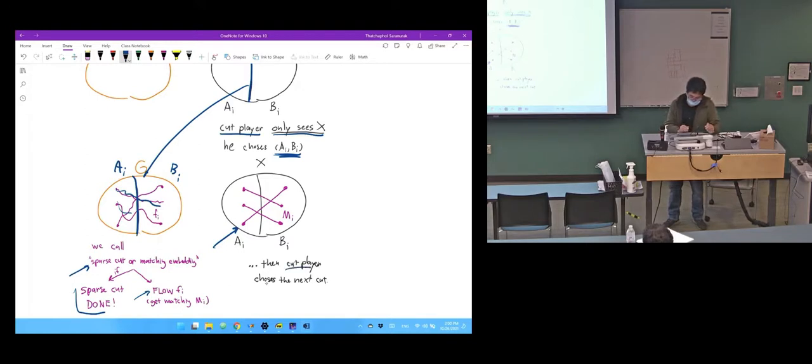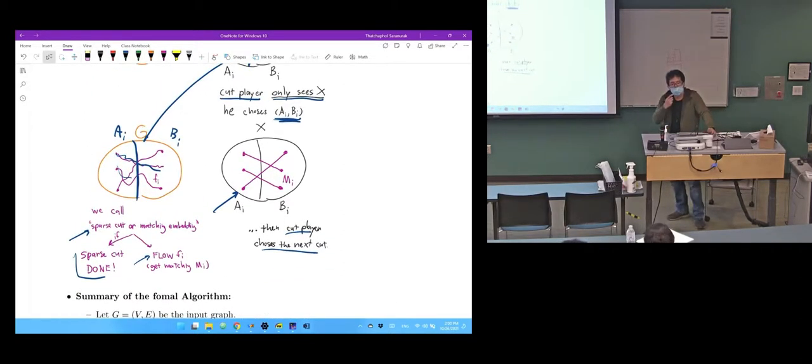And then the cut player will choose the next cut. We will not subtract the flow from G. So now, in each round, we embed a new matching into the graph. You find a new flow and embed this matching into the graph. But there are log n many rounds. So even if you look at all the flow together, the total congestion of this flow is still quite small.